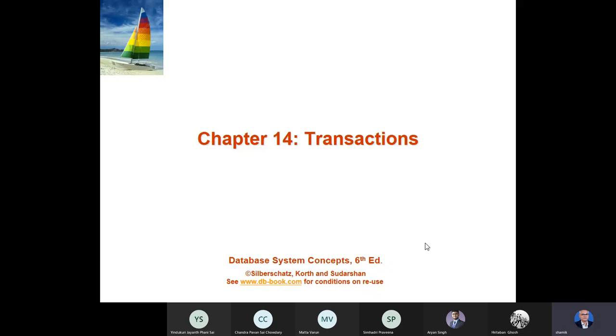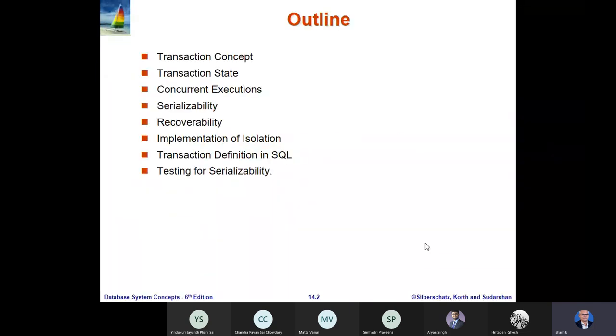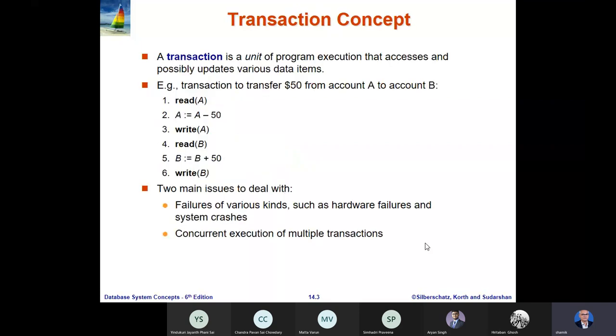So let us start with transactions. This is something interesting. We'll talk about the concept of transaction state, what is meant by concurrent executions, serializability of what is called a schedule, recoverability, implementation of isolation, transaction definition in SQL, and then testing for serializability. So, the transaction concept. Let us start with that.